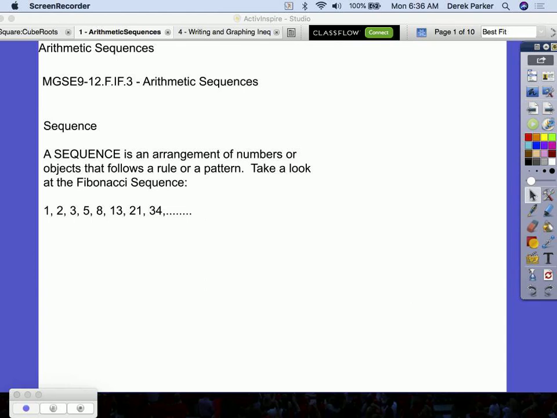Beginning in Unit 3, the first standard you're going to work on deals with arithmetic sequences. A sequence is an arrangement of numbers or objects that follows a rule or a pattern. Take a look at the Fibonacci sequence.